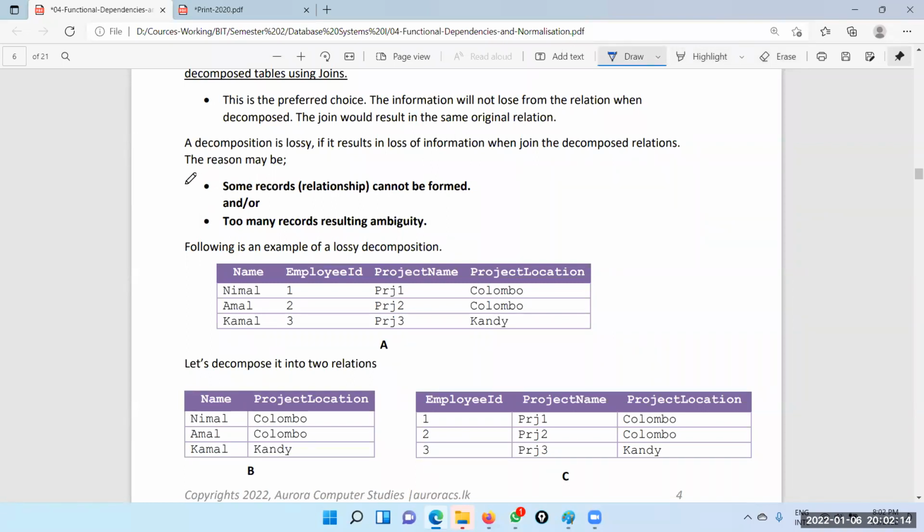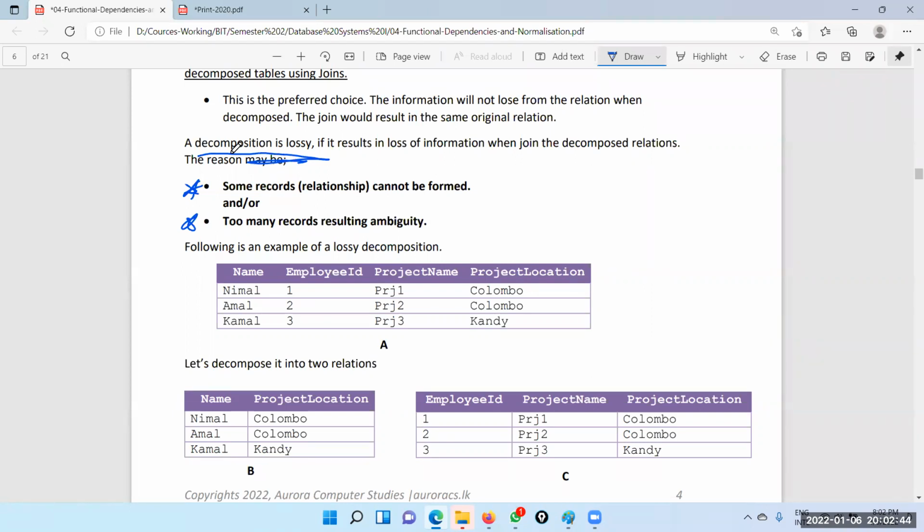So these are the two possibilities, where if this or this happens, we say that the decomposition is lossy. Right? If it results in loss of information when we join the decomposed relations. When you join the two or three decomposed relations, if we cannot specifically find the original records, then we say it's lossy.